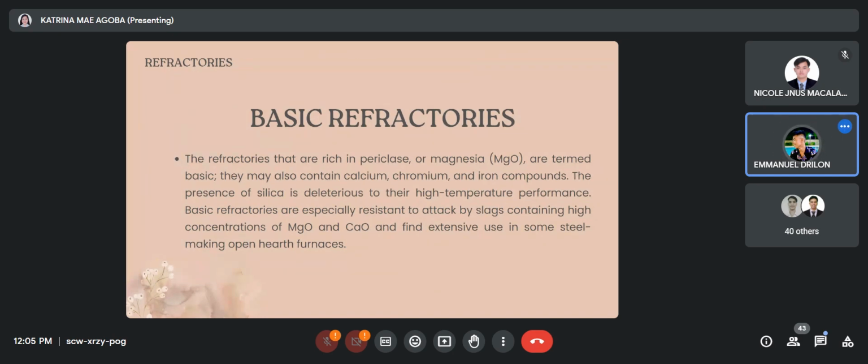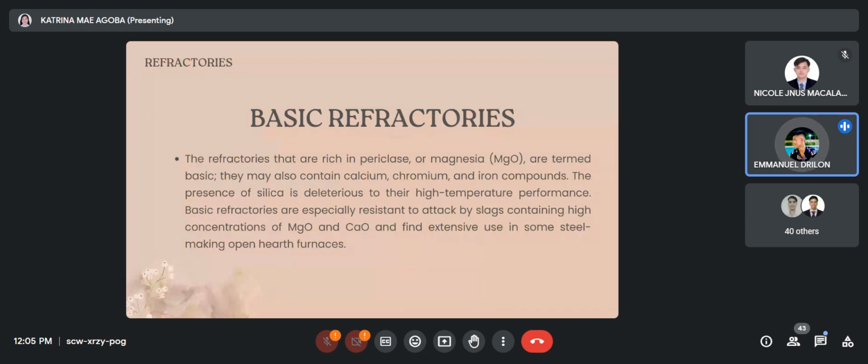Basic refractories. The refractories that are rich in periclase or magnesia are termed basic. They may also contain calcium, chromium, and iron compounds. The presence of silica is deleterious to their high temperature performance. Basic refractories are especially resistant to attack by slags containing high concentrations of MgO and CaO and find extensive use in some steelmaking open hearth furnaces.